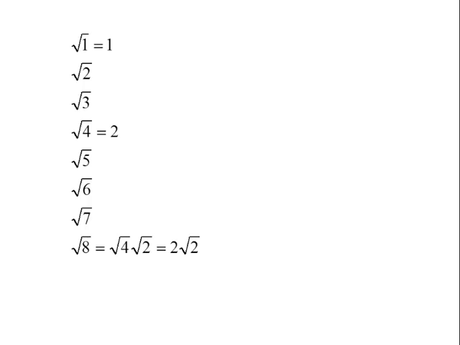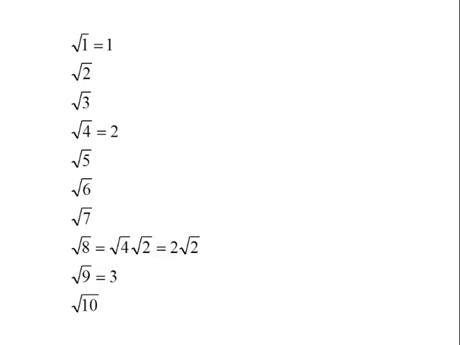Square root of 8 does have a perfect square as a factor, and that is 4. So we can write square root of 8 as the product of square root of 4 and square root of 2, and square root of 4 is whole number 2. So square root of 8 simplifies to 2 radical 2. Square root of 9 is a perfect square, therefore square root of 9 simplifies to 3.